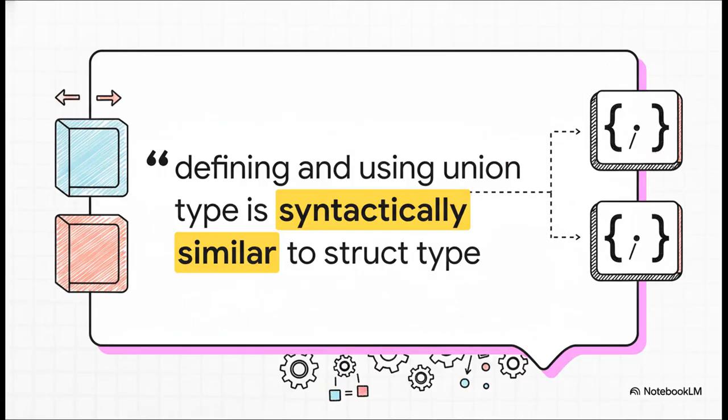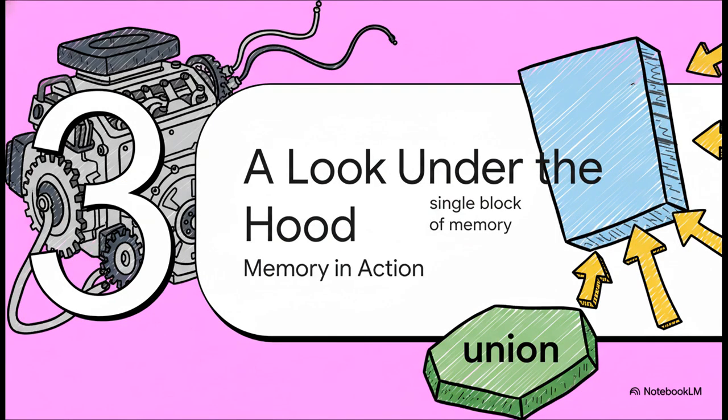Now, here's where it gets a little tricky. Despite how completely different they are in how they handle memory, the syntax for writing a union is almost identical to a struct. You even use the same little dot to get to the members. So, they're easy to write, but you have to be so careful you know which one you're actually using. Okay, theory is one thing, but let's actually see this thing in action. We're going to pop the hood and see exactly how a union plays with that single block of memory.